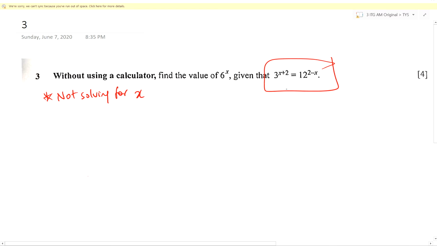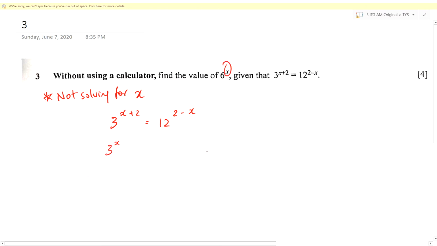So let's take a look at the equation. 3 power x plus 2 equals 12 power 2 minus x. The question wants 6 power x only, so we see that the powers over here can be separated using our laws of indices. Let's see how we can separate them. From 3 power x plus 2 equals 12 power 2 minus x, we want to end up with just something power x. So let's split this up.